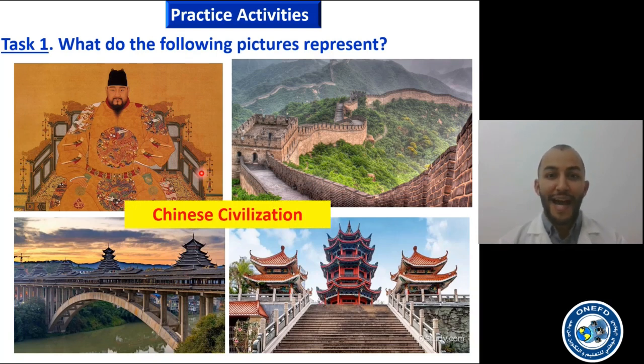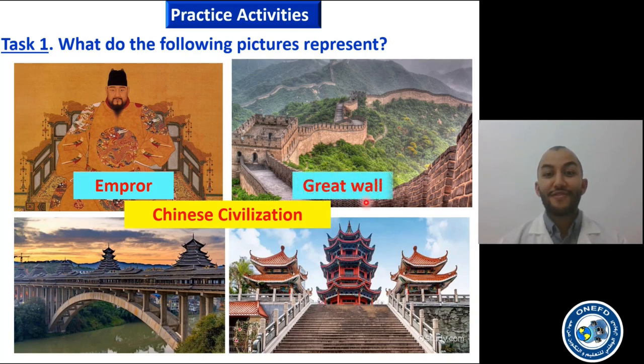Okay, so now let's see what each picture represents. Let's go with the first one. So look at this picture. Who is here? This is an emperor. Okay, an emperor is like a leader. Good. Next. So the second one, what is that? What is this? Landmark. So this is the Great Wall of China.